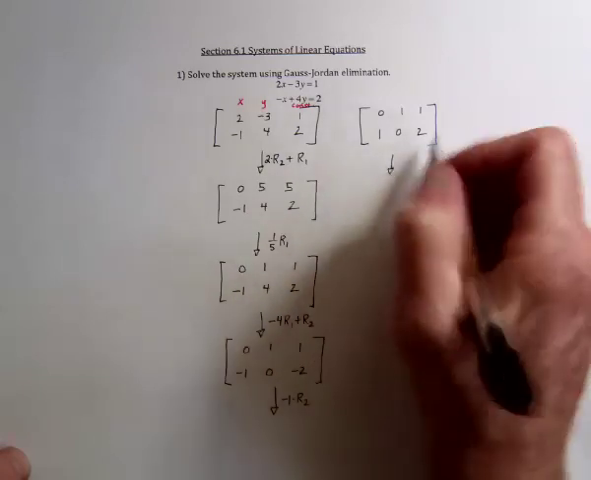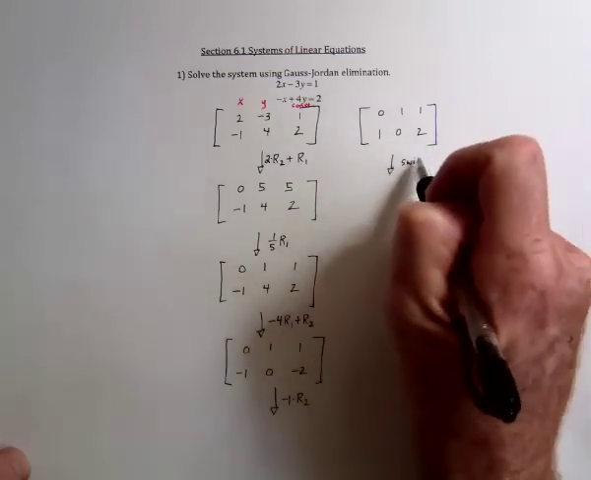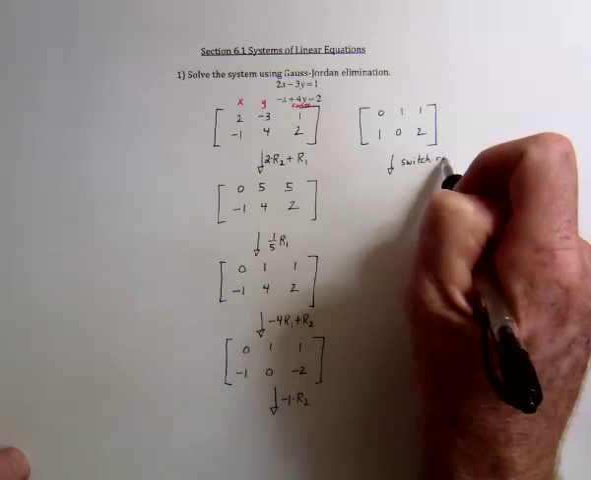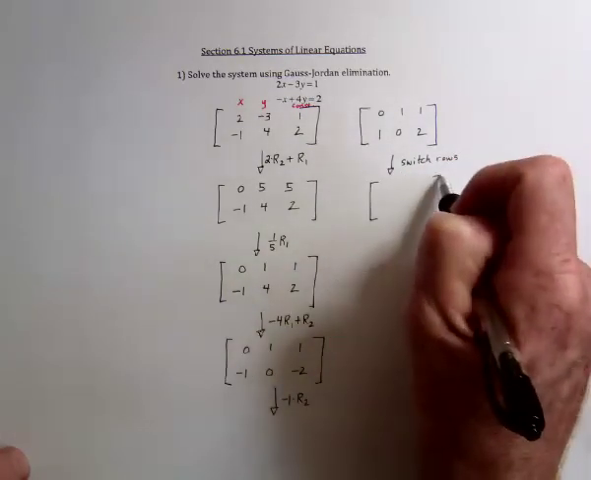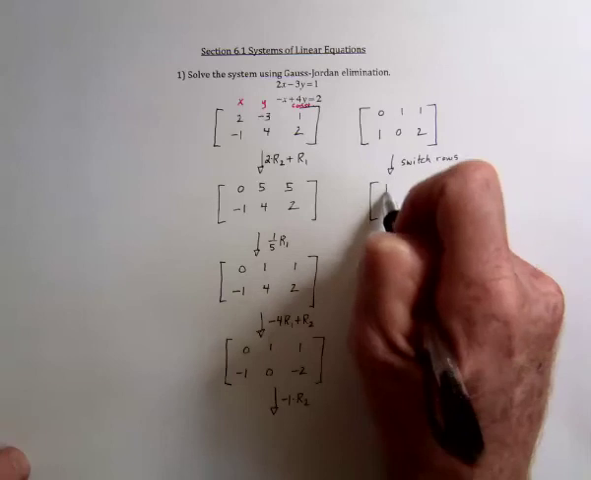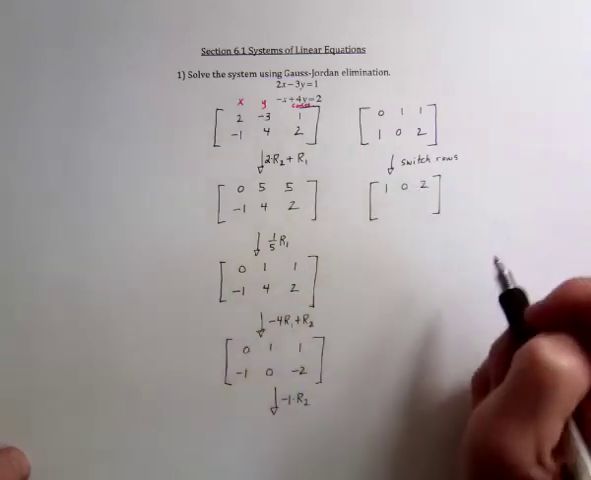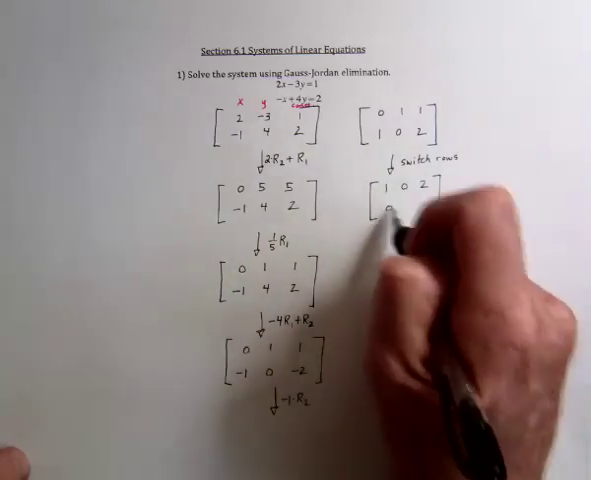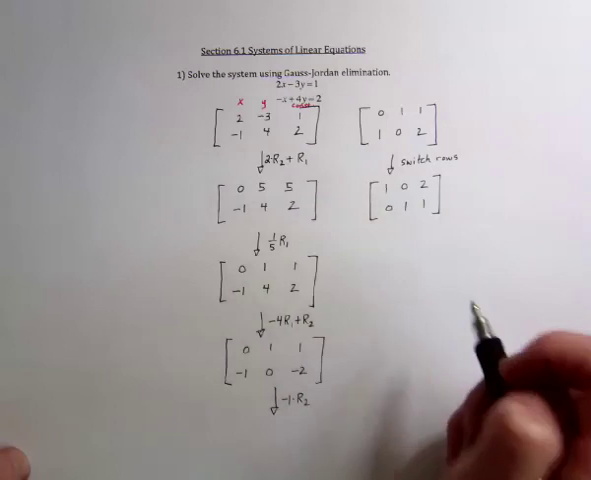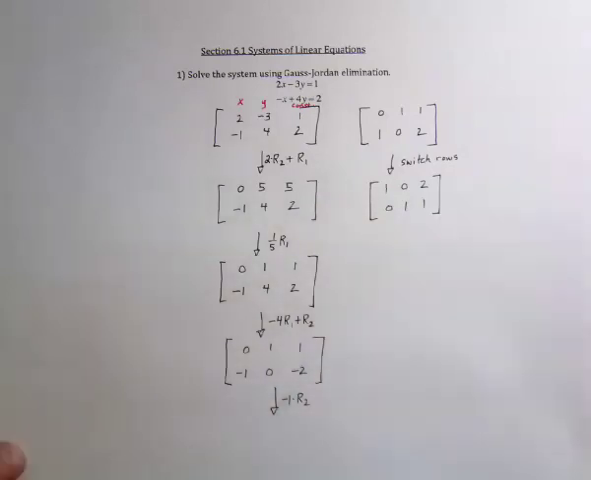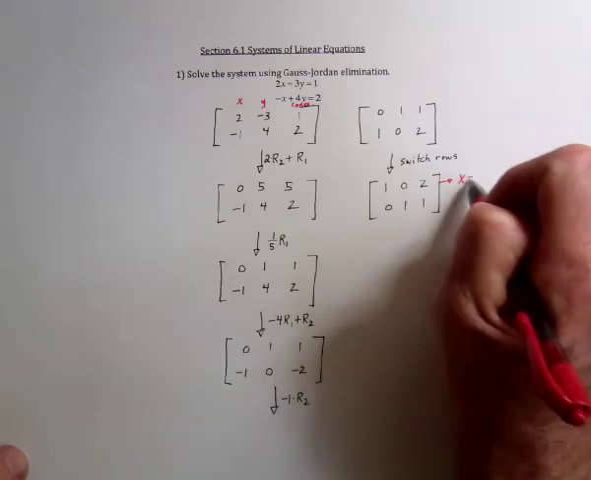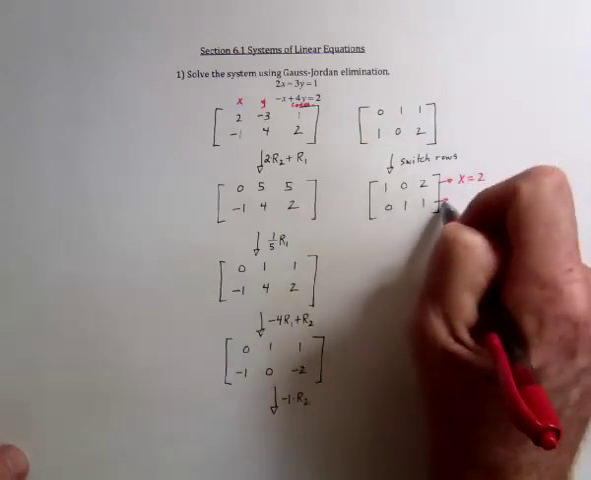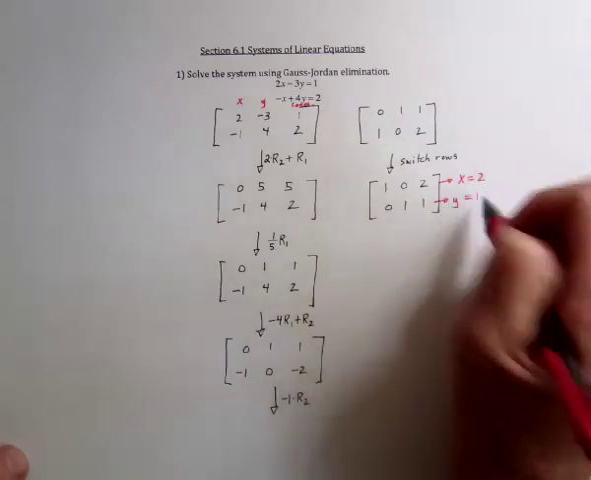So one last thing to do is switch the rows. So 1, 0, 2 gets moved to the top, and 0, 1, 1 is moved to the bottom. And once that's done, then this is what x equals, and this is what y equals.